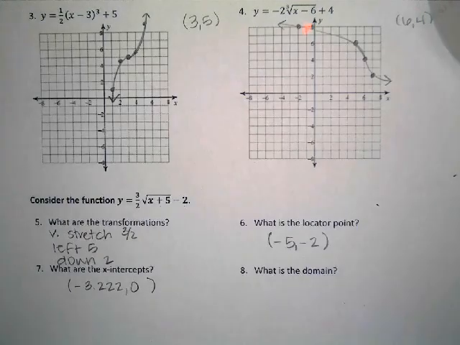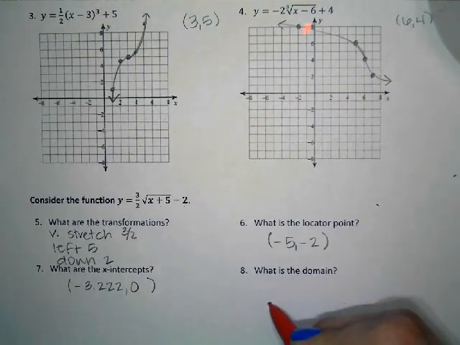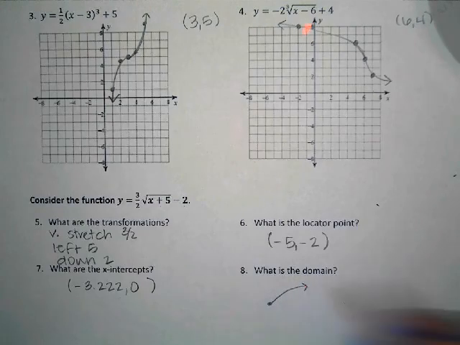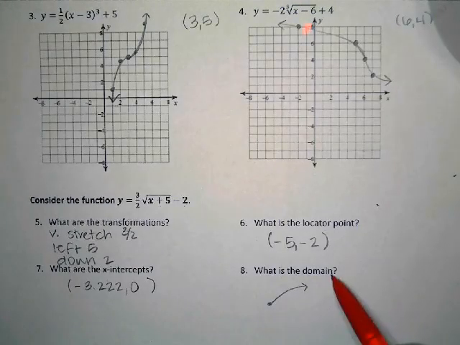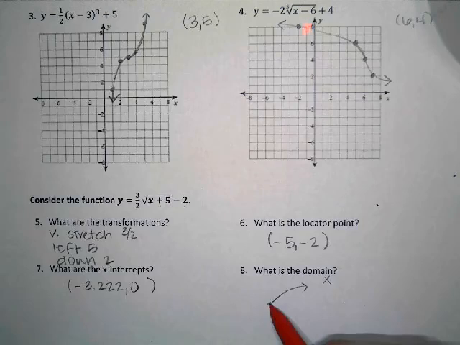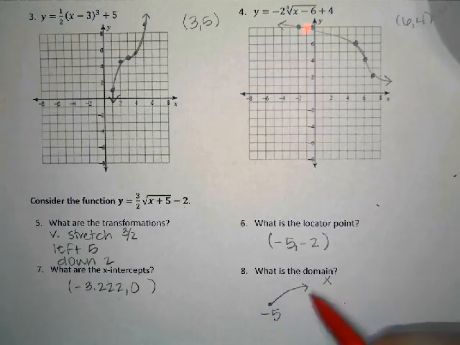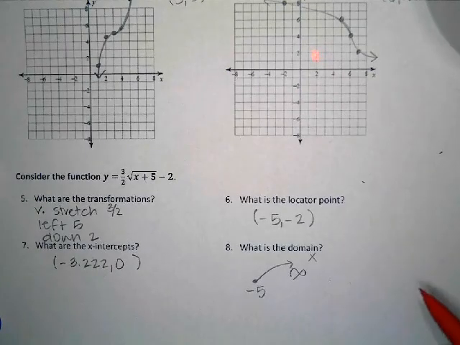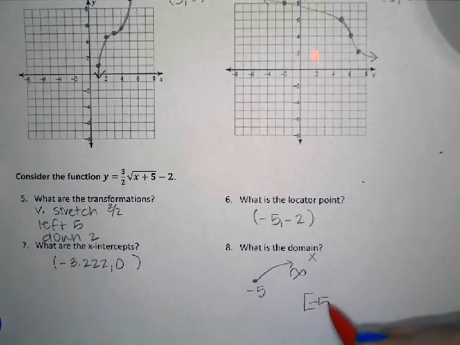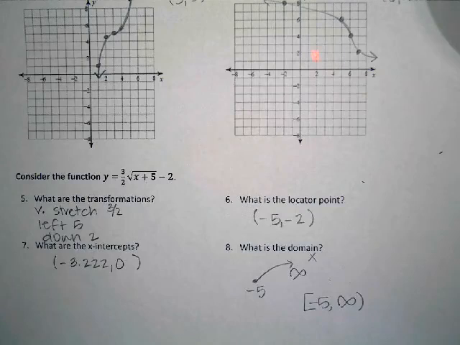Okay. Now this graph starts at the locator point, and then it goes up forever, kind of like this. And for the domain, we're going to use the x-coordinate, right? That's what the domain uses. So we're going to do the x-coordinate of the locator point, which is -5. And then here it goes forever to the right. And what number is that? Infinity. And so what should we write for our answer? Bracket -5, infinity, parenthesis. So the domain is from -5 to infinity.